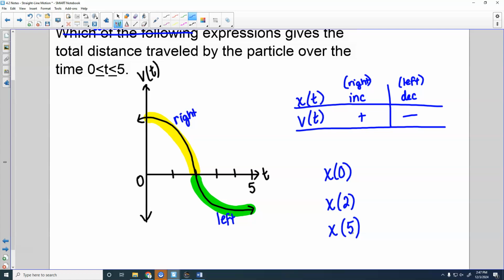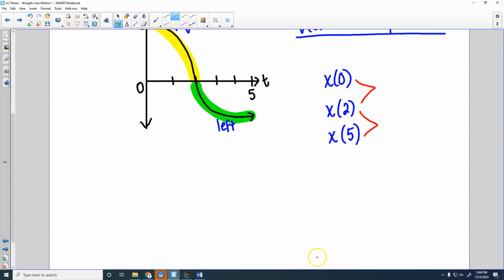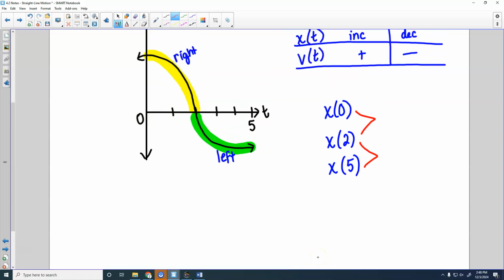Okay. Now, there's a couple ways that you could do this. Whenever I'm finding the difference between these two, and the difference between these two, one of the easiest options is, when we're talking about the difference in the distance, when they're asking for total distance, we don't care whether it's positive or negative, right?